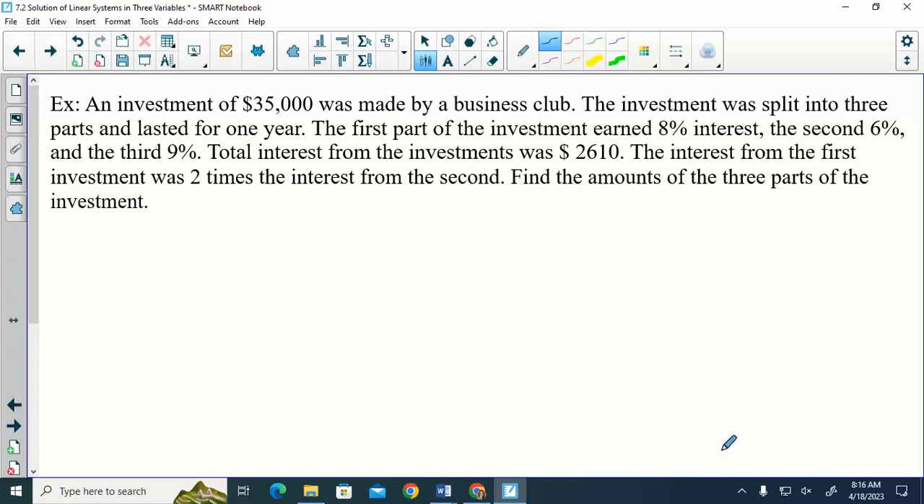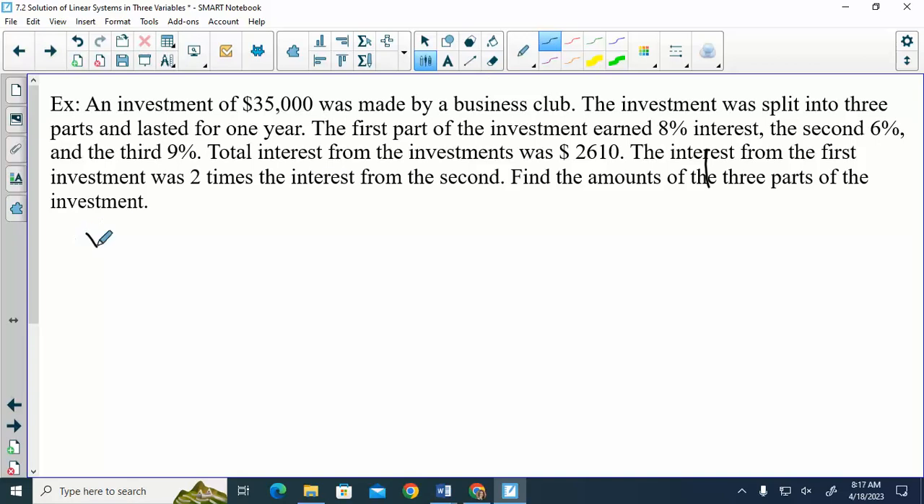So an investment of $35,000 was made by a business club. The investment was split into 3 parts and lasted for 1 year. The first part of the investment earned 8%, the second 6%, and the third 9%. Total interest was $2,610. What should I define my variables as?